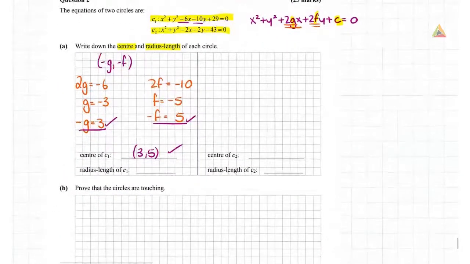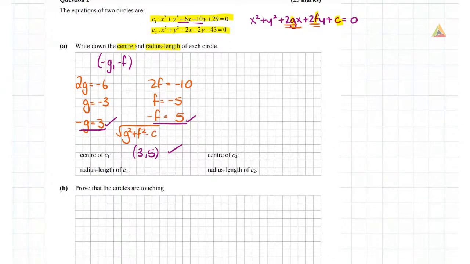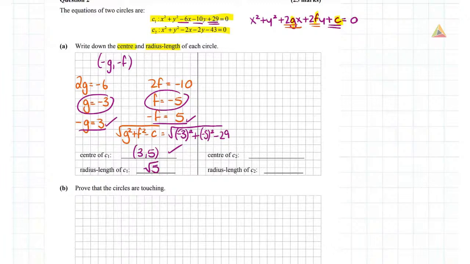With your radius length, unfortunately, there's no such shortcut. We need to use our formula. So I've taken up a good bit of space here, but there's my formula from my log tables, and I'm just going to sub in. My g from here is minus 3, and I'm making sure that goes into brackets. My f from here is minus 5. And my minus c, be careful, your plus c is plus 29, so minus c is going to be minus 29. And that can go straight into your calculator. It should be giving you root 5.